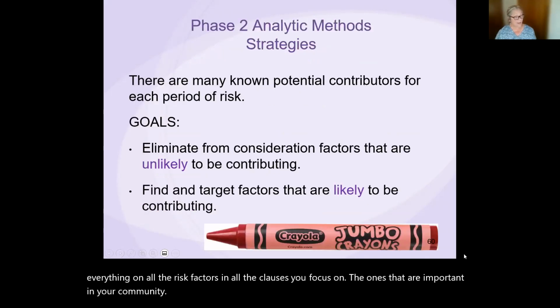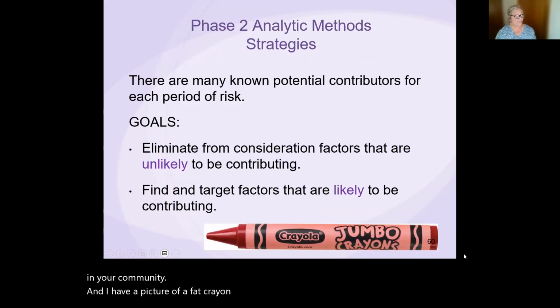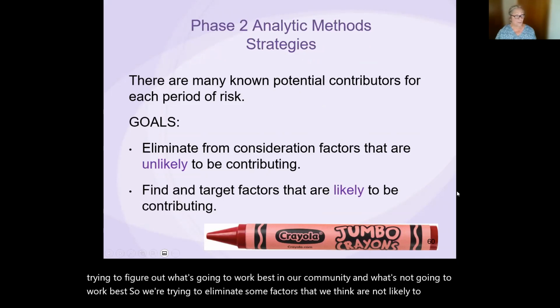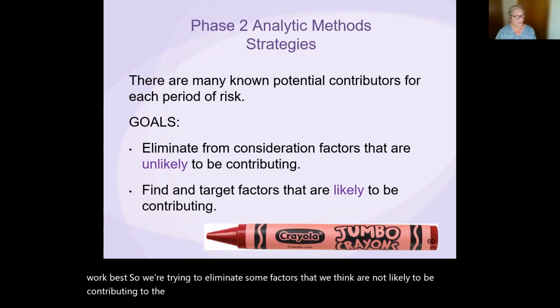And I have a picture of a fat crayon here for a reason. We're not trying to do new science. We're not trying to do research. We're trying to figure out what's going to work best in our community and what's not going to work best. So we're trying to eliminate some factors that we think are not likely to be contributing to the particular problem, the particular gap we see here. And we're trying to find and target factors that are likely to be contributing.